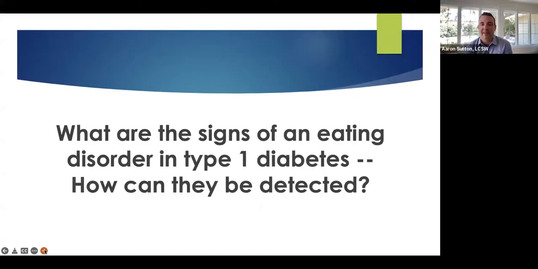It certainly sounds like it. What are the signs that we're looking for of an eating disorder in somebody who has type 1 diabetes?